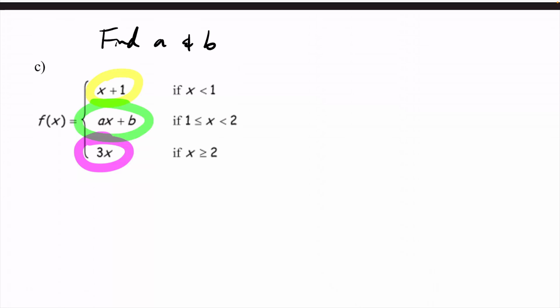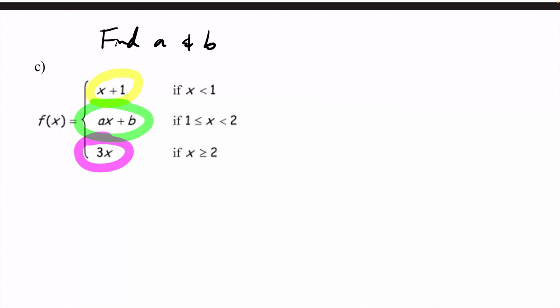But where could I have discontinuity? Where they switch off, right? When do I switch from yellow to green? At 1, right? Anything that's less than 1, I use yellow. Once I hit 1, I go to green. And then where else do I switch off? 2, right? Anything in between 1 and 2, I use green. Anything 2 or above, I use the purple. So there are 2 values I have to check, not just 1 this time.